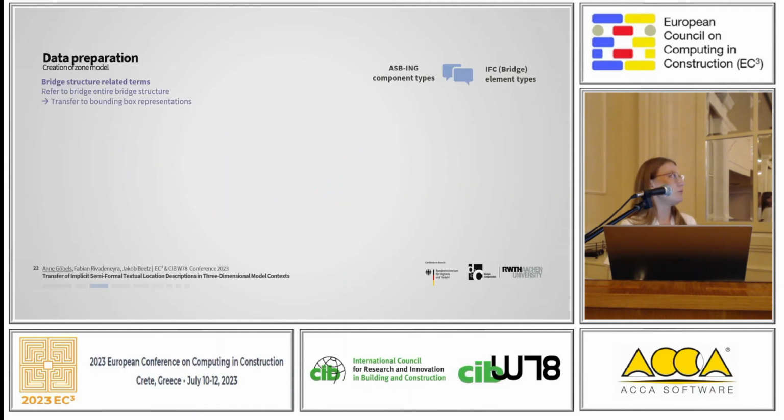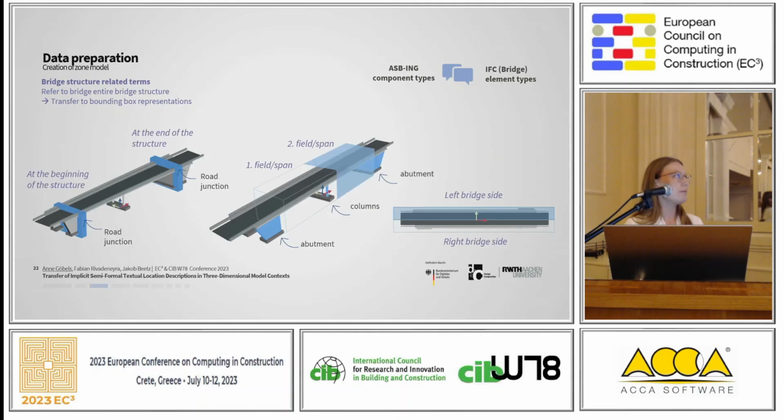And now we want to bring these terms to our 3D model. And we also have to have some mapping because we use an IFC bridge model. We need a mapping between these RSB-ing component types and the IFC classes. And based on that, we are then able to create zones on top of our bridge model that represent these location terms. And also defined by this data model, we know that the end and the beginning of the bridge structure is defined by the road junctions, and we just filter the bridge model for it, and then define an offset to each side of them, and then create a bounding box representation.